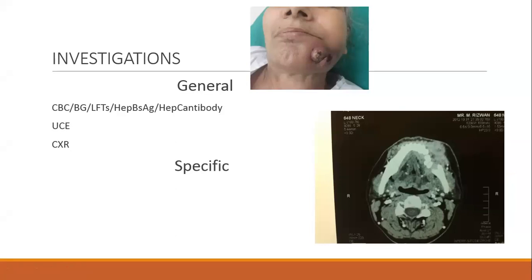Specific, I have already talked about a little bit earlier, and CT oral cavity and neck. You must include the neck to see the neck nodes. With contrast, so why do we do the contrast?